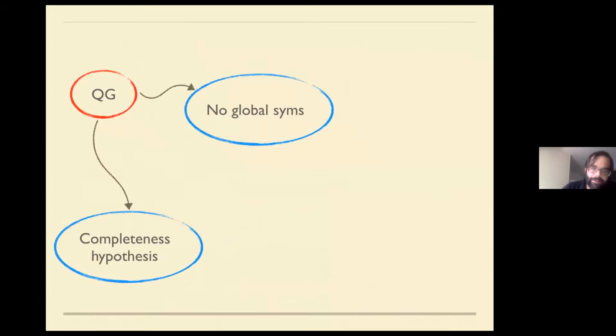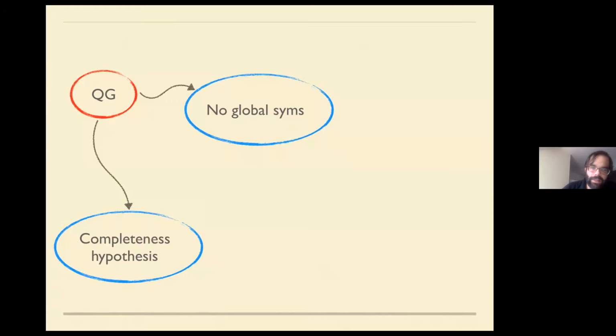And so the situation that we end up having here is that we have this principle, this quantum gravity principle, that tells us that on one hand, we shouldn't have global symmetries. And on the other hand, the spectrum should be complete. But then we have strong suspicions that these two things might actually be the same.